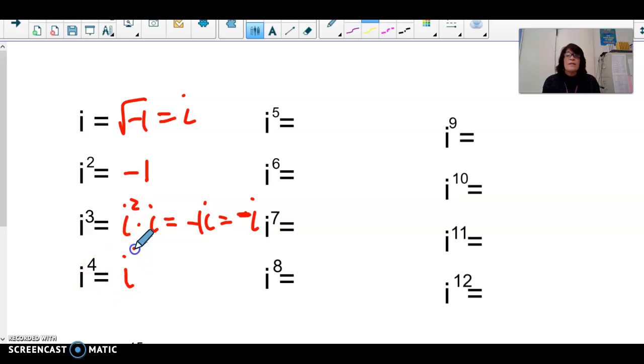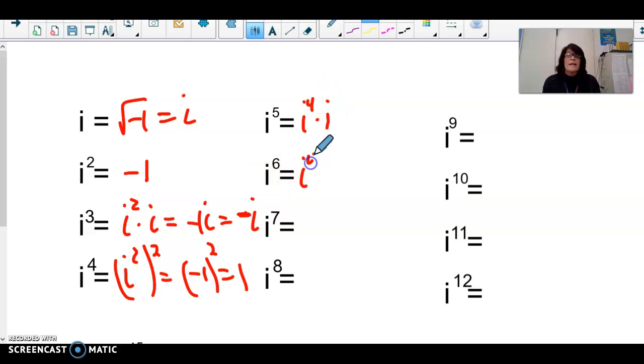i to the fourth is i squared squared. That's -1 squared. That's just 1. i to the fifth is i to the fourth times i. i to the sixth is i to the fourth times i squared. i to the seventh is i to the fourth times i cubed. i to the eighth is i to the fourth squared.